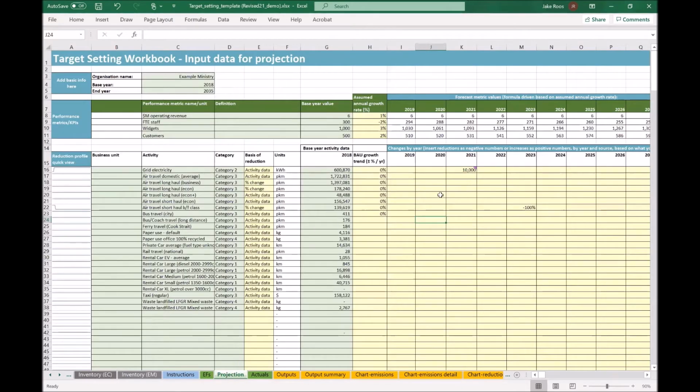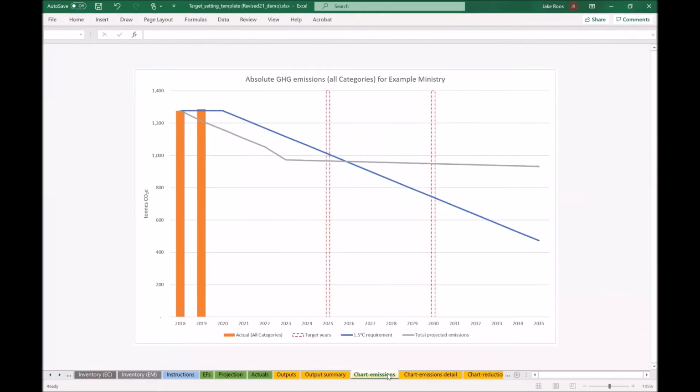We'll go to projection, and let's pick an emission source which is fairly substantial, like long-haul business travel, and we'll say that each year they'll reduce by 10%. Okay, for 5 years. All right, so let's see what that's done. Well, that's had a dramatic effect. As you can see, doing that has brought the grey line down quite a long way. And in fact, in 2025, the grey line is below the blue line.